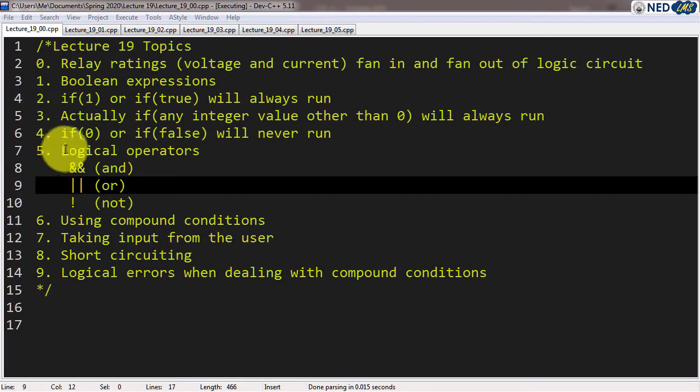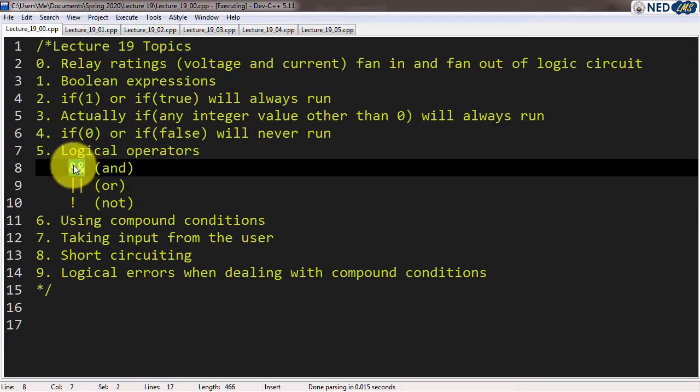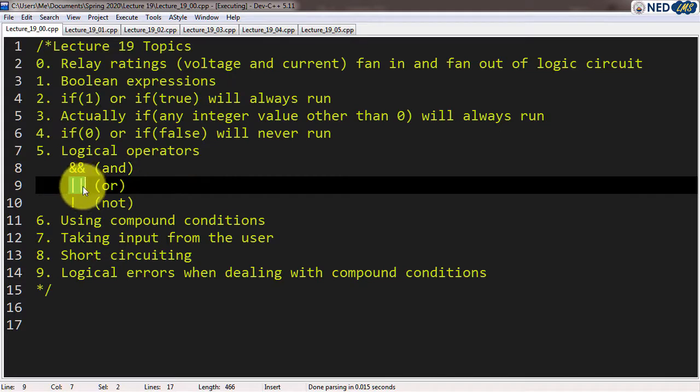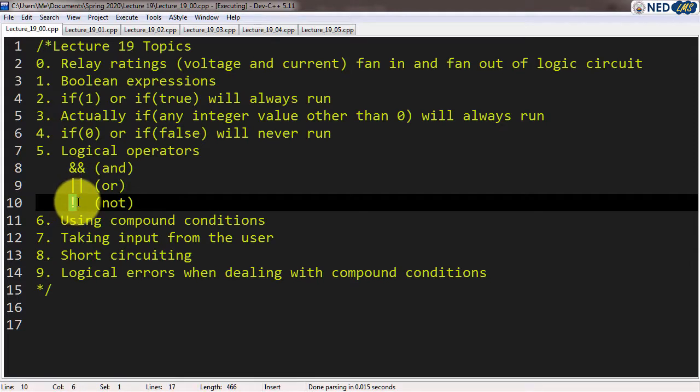The next topic is logical operators, and we have three kinds of logical operators in C++. One is the AND operator. You have to use two ampersand signs, and you need to press Shift and 7 if you have a 108 keyboard. And this is an OR operator. For the OR operator, you have to put two vertical bars, and on my keyboard the vertical bar is right next to or above the backslash, so I need to press Shift and the backslash key. And this is the NOT operator. This is the exclamation mark, and if I press Shift 1, I can have this NOT operator over here.